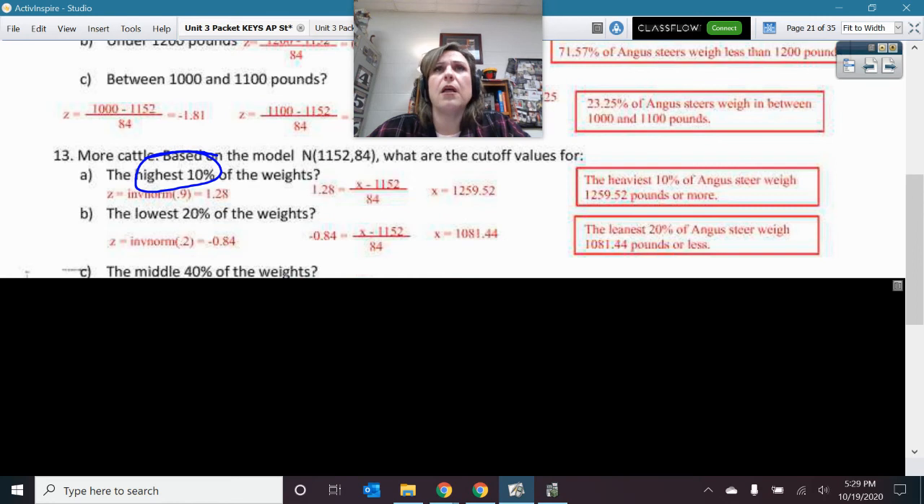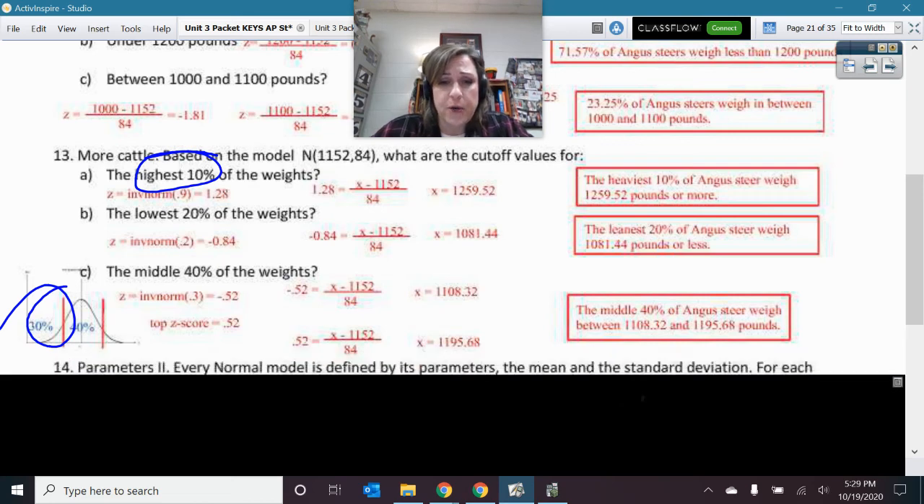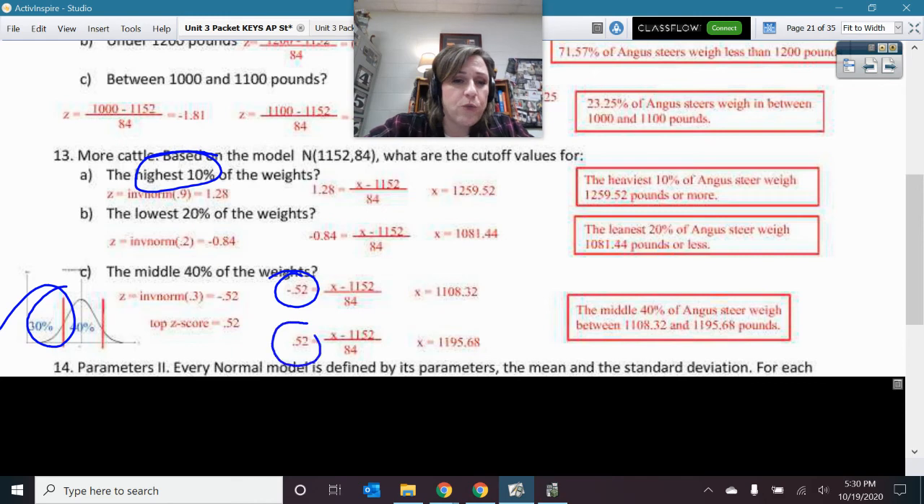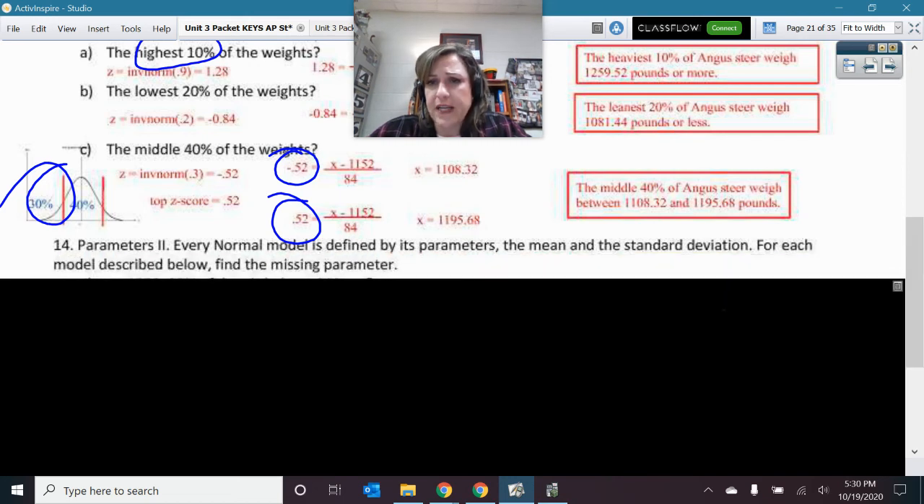Middle. So we're going to have to find two values. We're going to have one on the left and one on the right. If 40% is in the middle, then that's putting 30% on either side. So I'm going to inverse norm the 0.30, which is negative 0.52. And I know because of symmetry, the top z-score is positive 0.52. I'm going to set up both equations, one with the negative 0.52 and one with the positive 0.52. Solve, and I get those two values, 1108.32 and 1195.